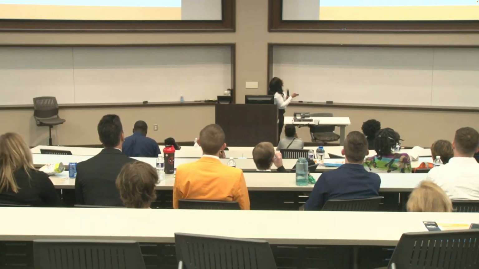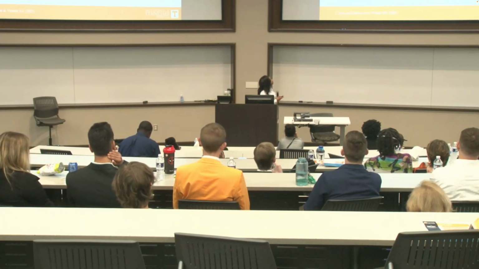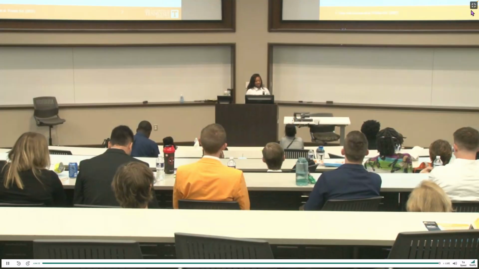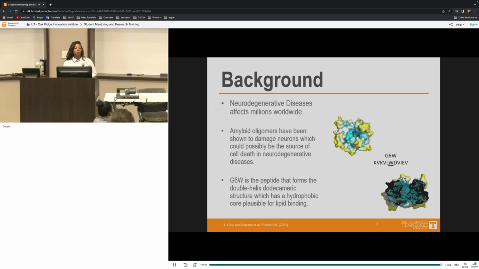And we have worked on lipid binding selectivity to the G6W amyloid dodecamer. As you can see, we're interested in G6W. G6W is the peptide that forms the double helix dodecamer sculpture, which has a hydrophobic core pocket for lipid binding, and it is also a mutation of KV11. KV11 is a peptide of a chaperone protein, alpha-B crystallin. Today we are interested in G6W because it is a large oligomer, and we came to find out that it's more toxic than KV11, and it has a cavity of potential lipid binding.